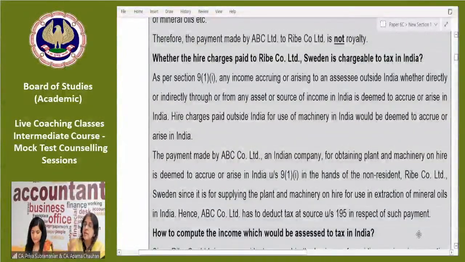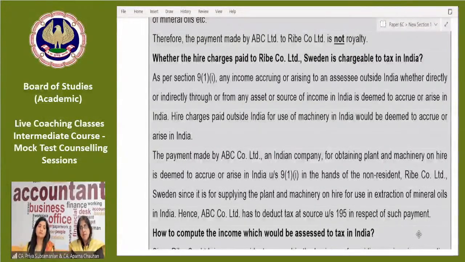Since it is deemed to accrue or arise in India, it will be chargeable to tax in India, and therefore tax has to be deducted at source under Section 195. I hope it's very clear. We first concluded that it is not royalty. We have to determine whether the sum is chargeable to tax. We have to know what is the nature of the sum, whether it's royalty or otherwise.